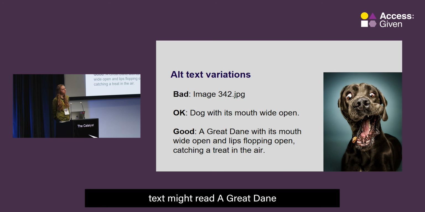So my alternative text might read, a Great Dane with its mouth wide open and its lips flopping to one side, catching a treat mid-air. That's slightly better alt text. It conveys humour and might make someone smile, which is the purpose of that image. So just think about how you write it in your documents.